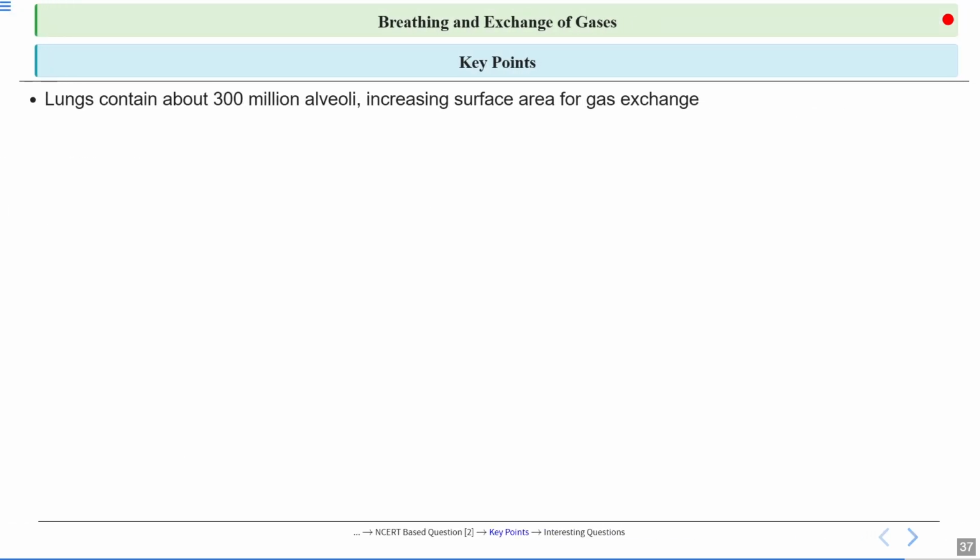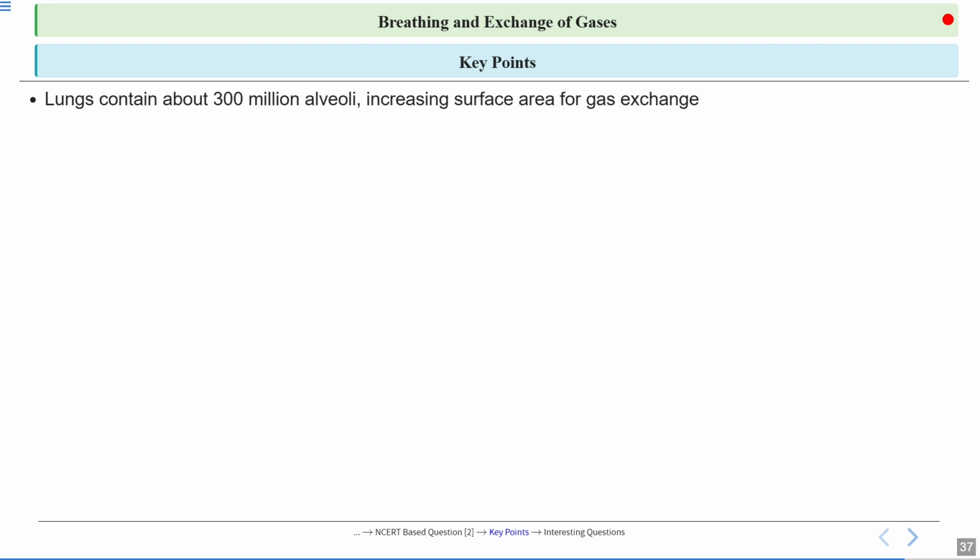Okay, so let's discuss some key points related to these topics. Now, lungs contain about 300 million alveoli. So you can see how many alveoli are present: 300 million. These are tiny sac-like structures, and they are highly vascularized.